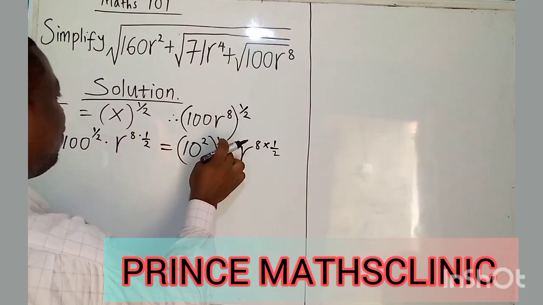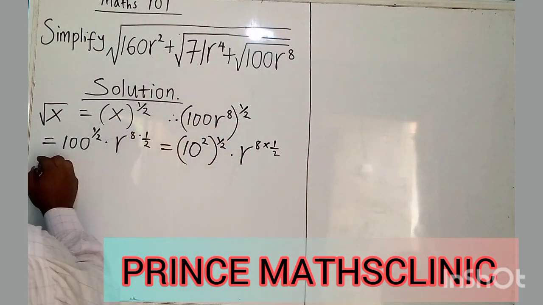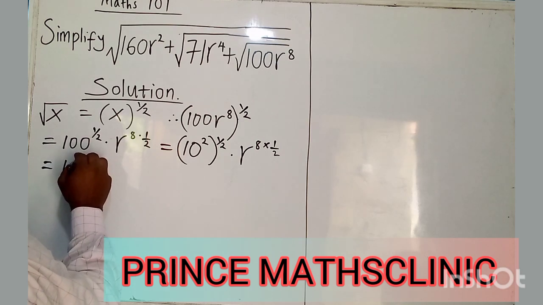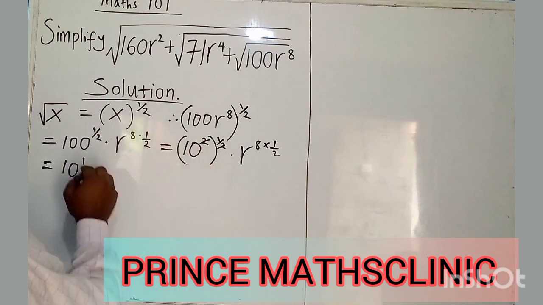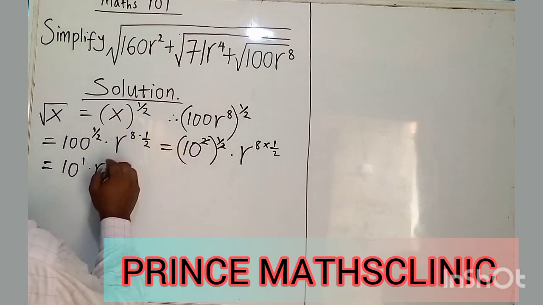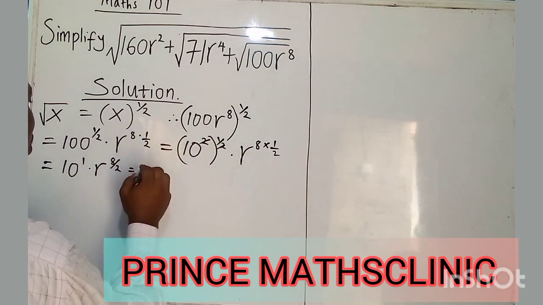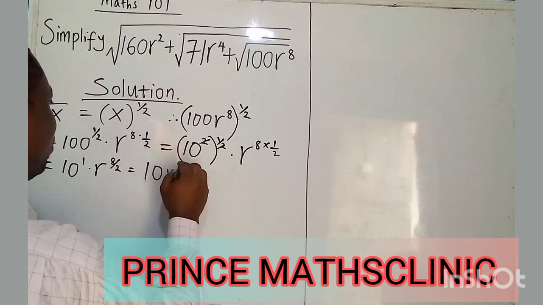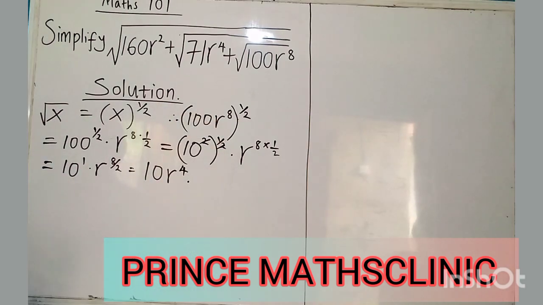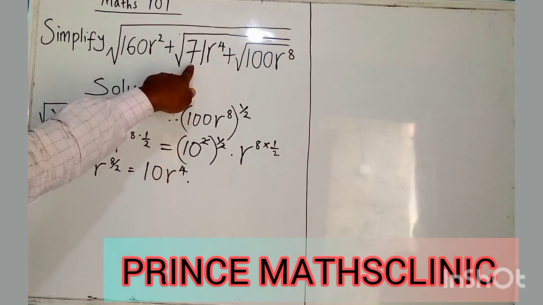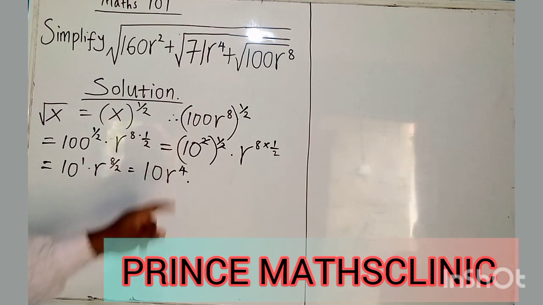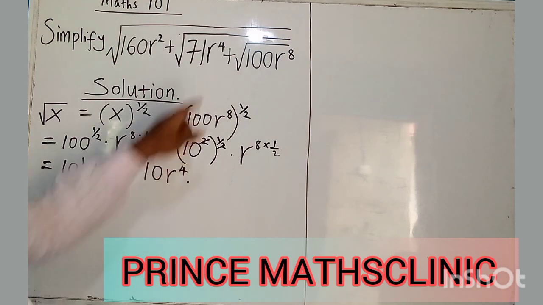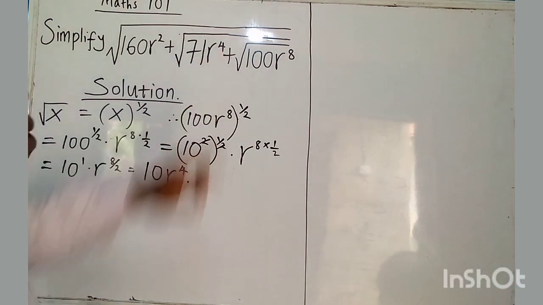Now, half times 2 becomes what? 1. Because 2, we cancel 2. Then x to the power of 8 becomes 8 over 2, which will be 10 x to the power of 4. Now, what do you observe? The 10 here is 71 x to the power of 4. Then this is what? 100 x to the power of 4. So they are all under the same power.